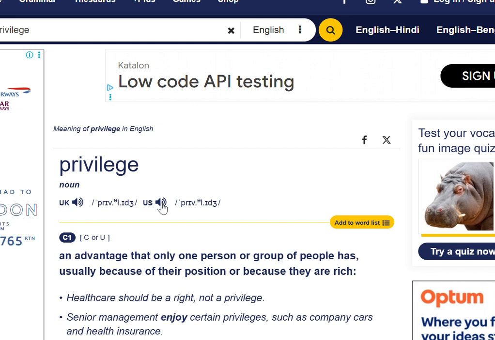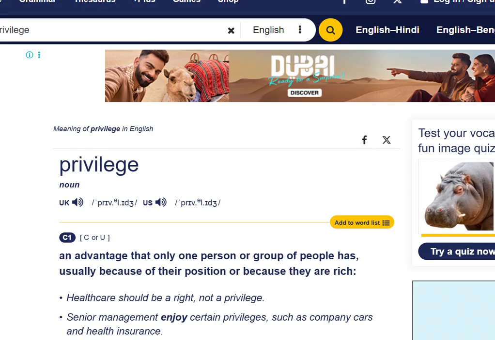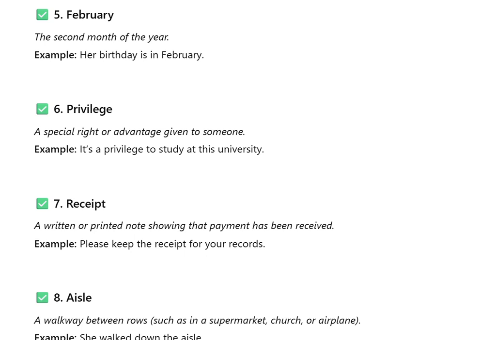This is an advantage that only one person or group of people has, usually because of their position or because they became rich. For example, you got an opportunity to meet a celebrity, maybe Cristiano Ronaldo or anyone, a celebrity, and you got the privilege. Not everyone gets that privilege, isn't it?